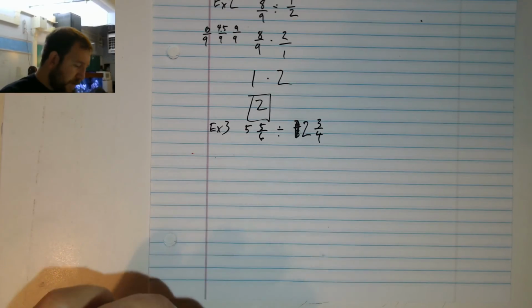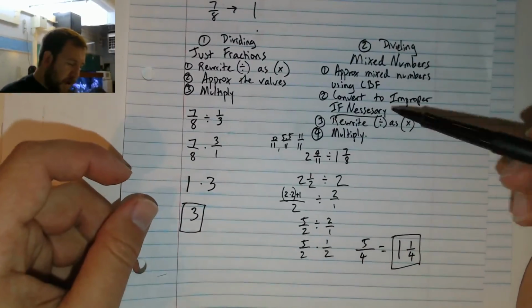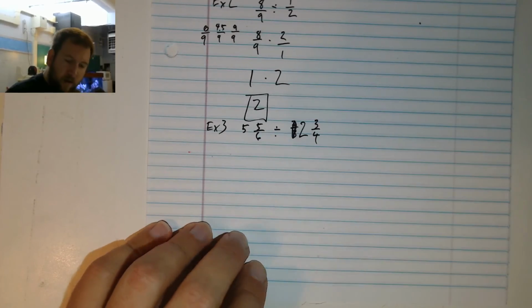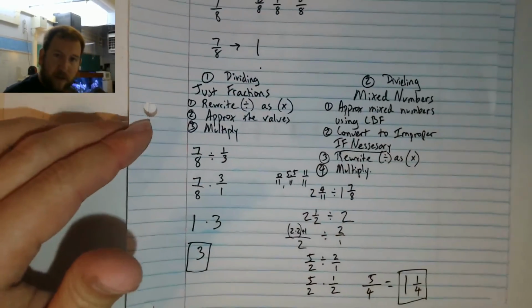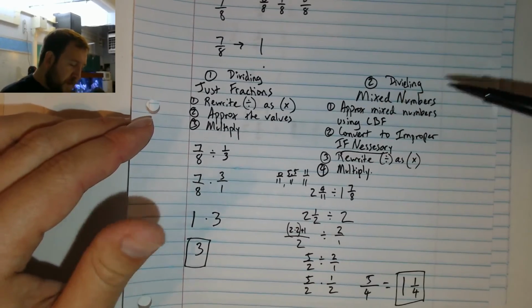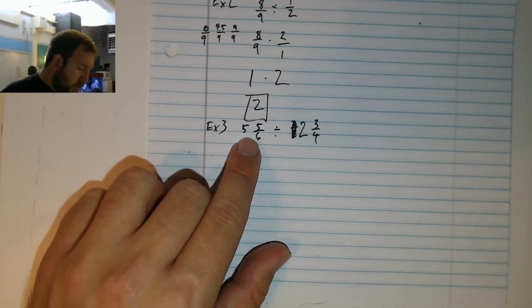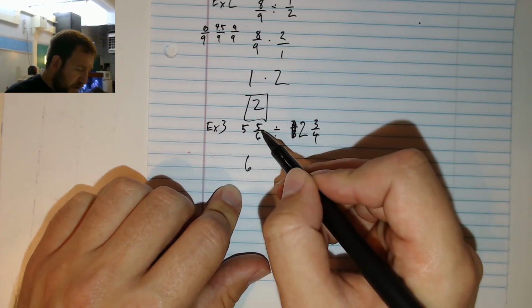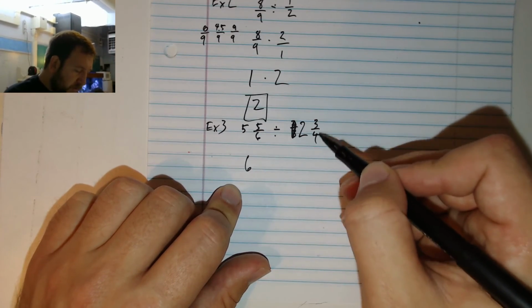So this one we are definitely going to be using our dividing mixed numbers method over here. All right, I almost made a mistake. Good thing I have my rules. Approximate my mixed numbers. Okay. So this 5/6, that's going to turn into a 1. So I'm going to have 6 divided by, well, 2 and 3/4.